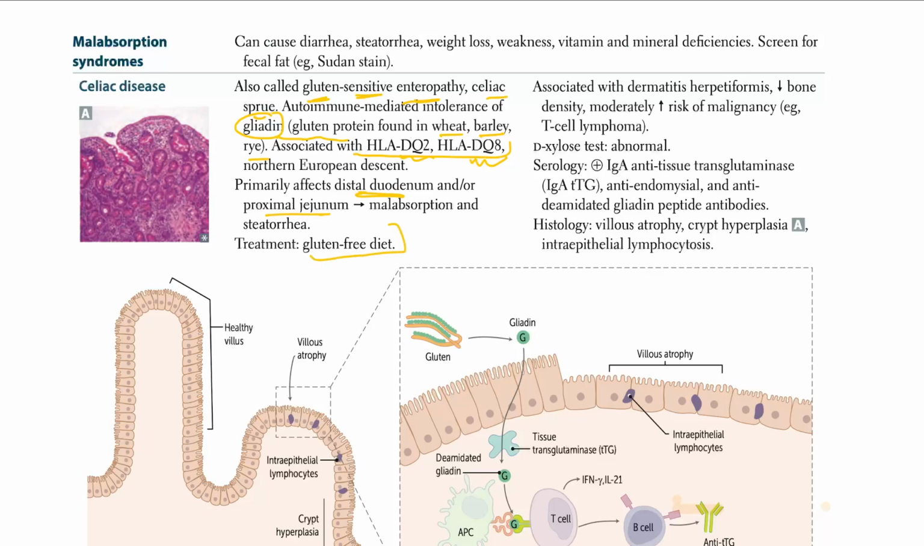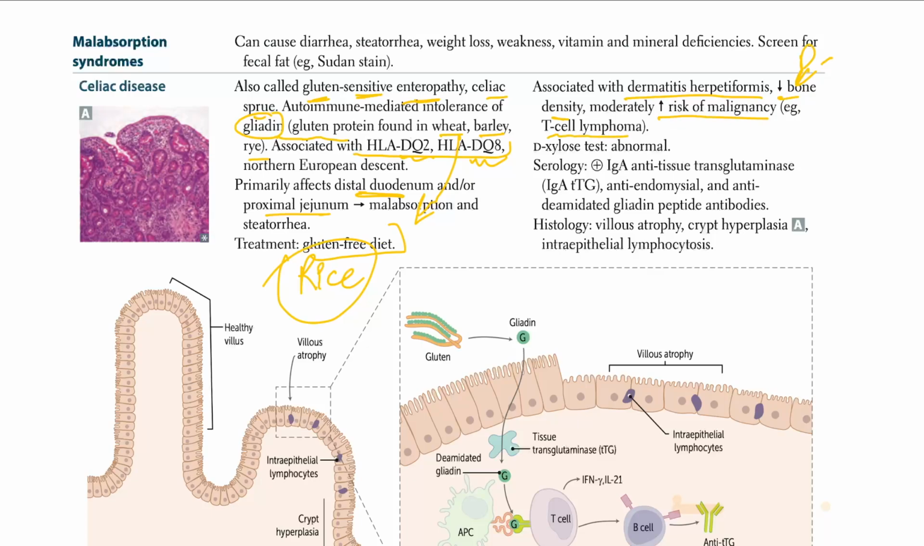Now the important thing is, you are taking a gluten-free diet. What can you take? Of course you're not eating any wheat, barley, rye, but you can eat rice. It is associated with dermatitis herpetiformis. Very important, there is a decrease in bone density because of the vitamin D deficiency. There is a moderately increased risk of malignancy, for example T-cell lymphoma.